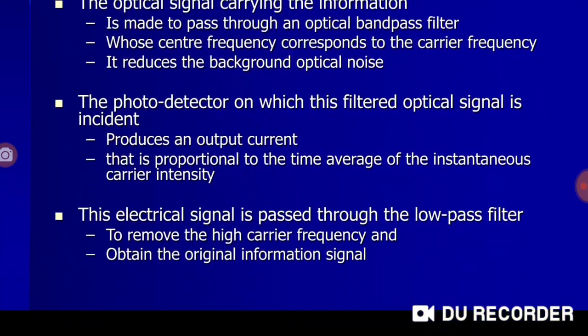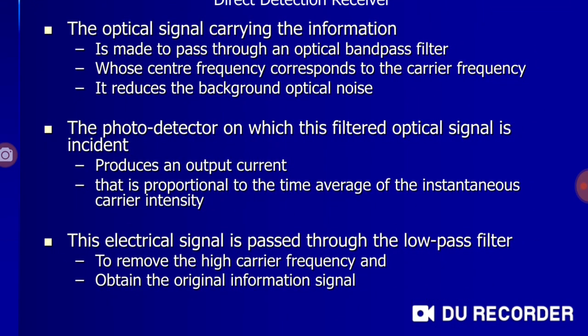So why low pass electrical filter? Because we know that the carrier is still there, and if we need to extract the information signal, the baseband signal, which is low frequency, what we will do is subject the entire electrical signal to the low pass filter. In that case, the carrier being the high frequency will be rejected, and only the low frequency portion, which is the baseband signal, the information signal, will be taken in, and we'll be getting the demodulated original signal, the information signal that we require. So this is what we are saying, that the electrical signal is passed through the low pass filter to remove the high carrier frequency and obtain the original information signal.